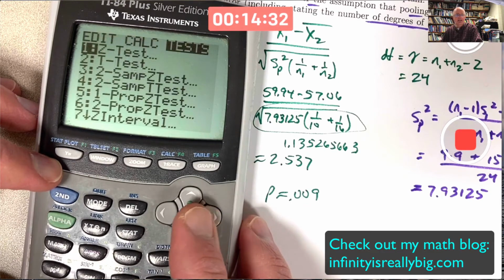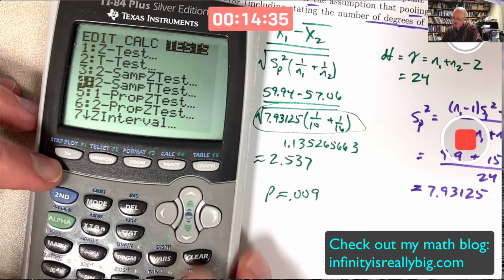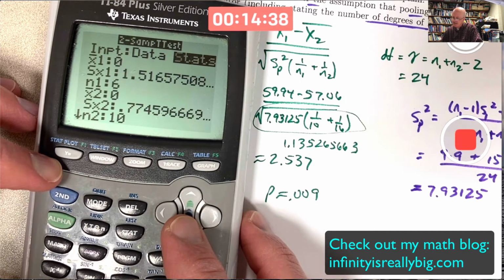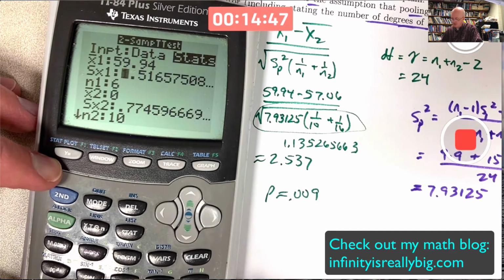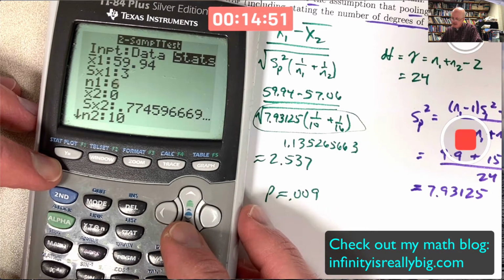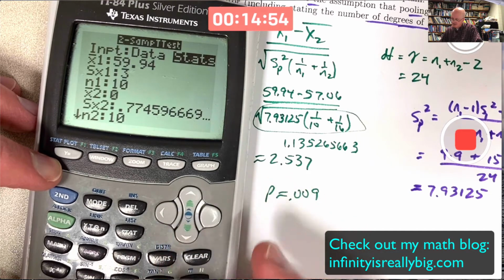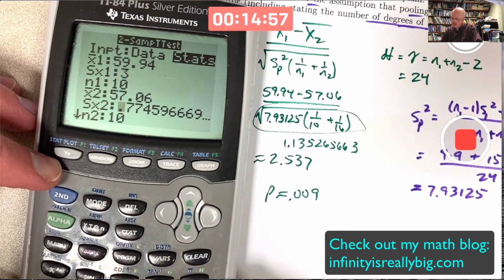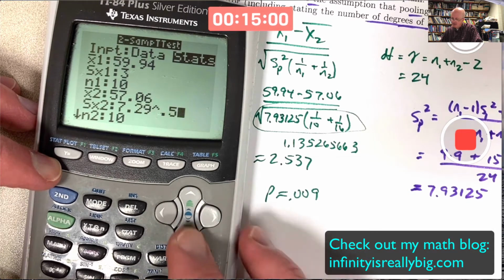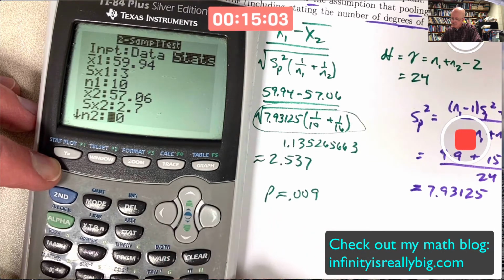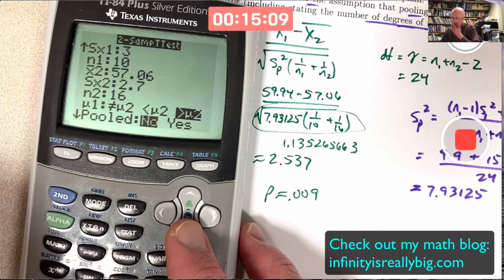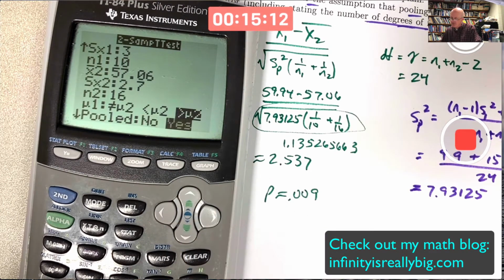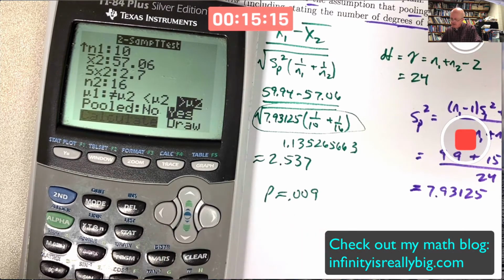Stats, test, 2 sample t-test is what we're doing here. We are doing statistics, not data. x1 bar, again, is 59.94. This is going to be the square root of 9, which is 3. Sample size is 10. x2 bar is the 57.06. 7.29 to the 0.5 power is the standard deviation of the second for Kodiak, and n2 is 16. And we are doing a right-tailed test. And we are, yes, pooling for this part. Calculate. It's going to be an area to the right.